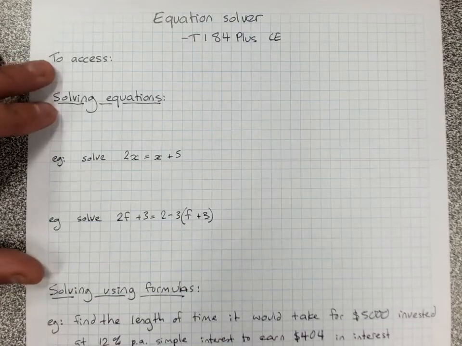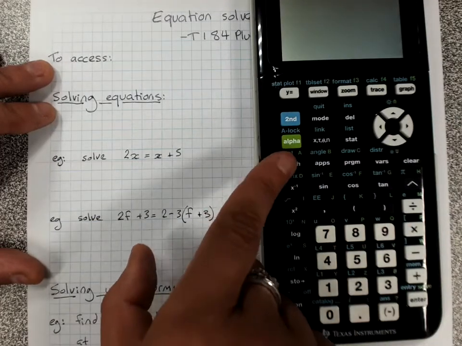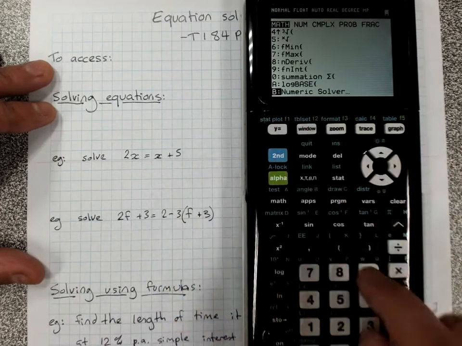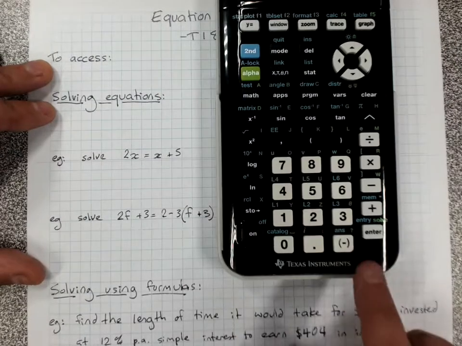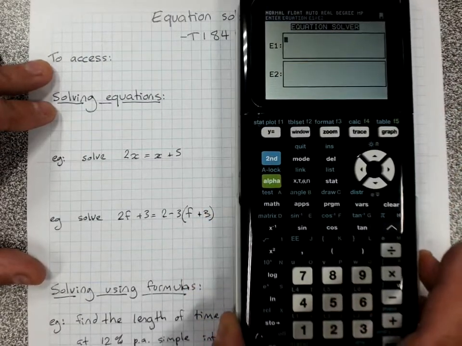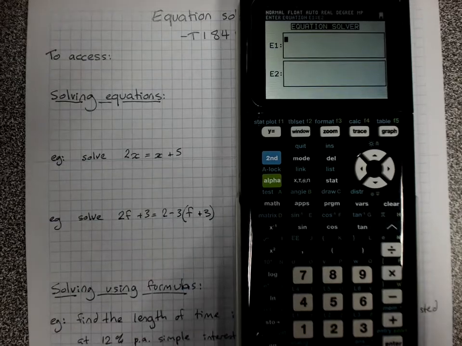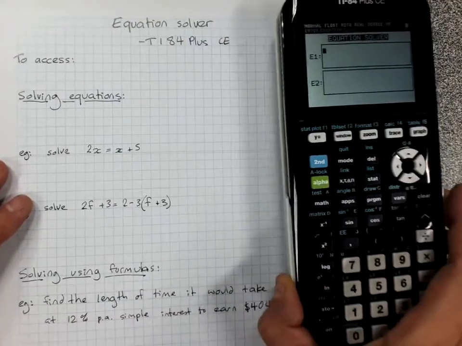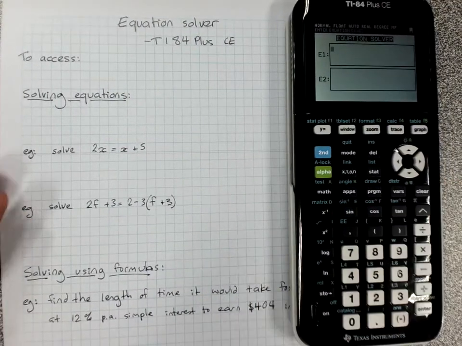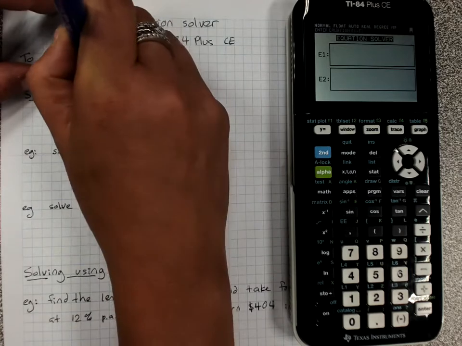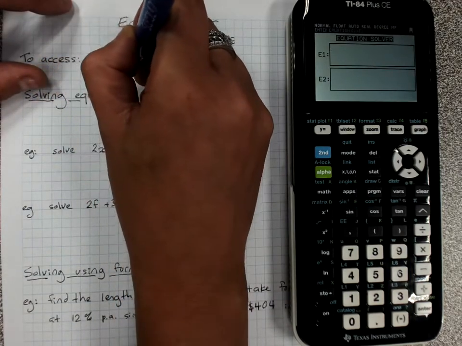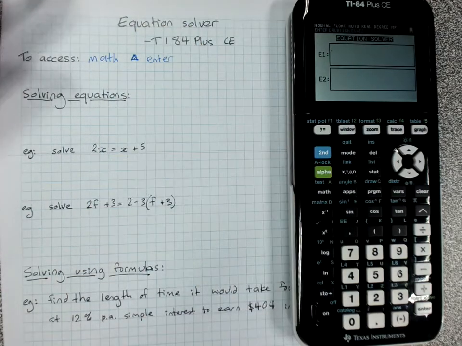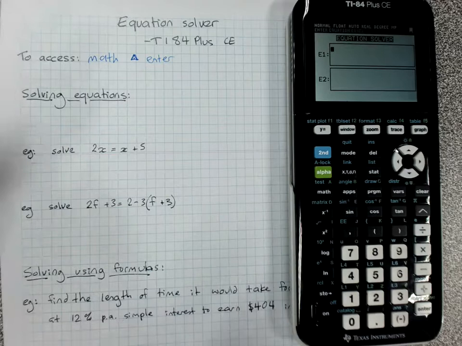So, to access the equation solver, press Math, and it's actually easier to push the up button and get to the numeric solver, then Enter. I'll just have to physically zoom out a little here because my camera is placed a little badly. There we go. So to access the equation solver: Math, up button, Enter. And we're getting to the numeric solver.